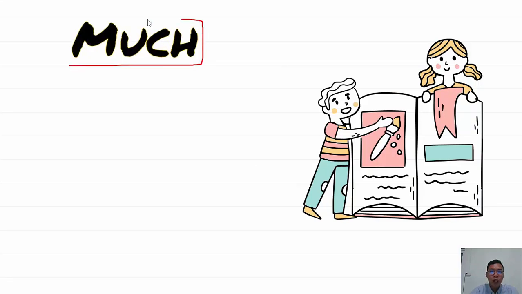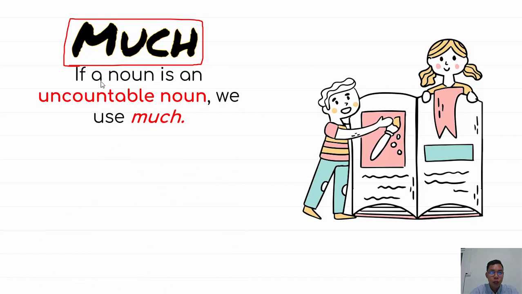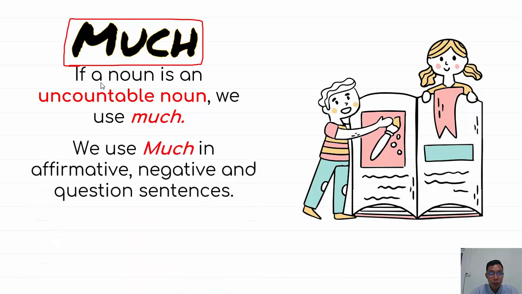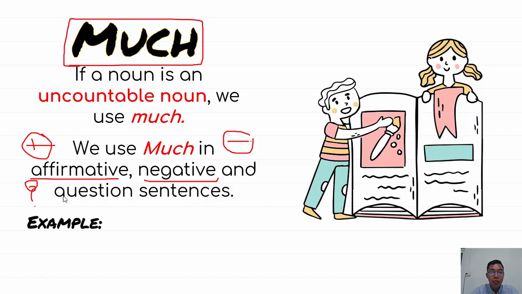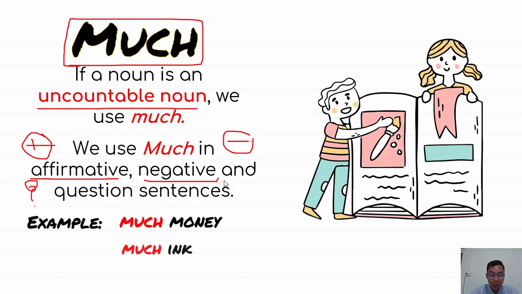First one, much. When do we use much? If a noun is an uncountable noun, we use much. We use much in affirmative sentences, negative sentences, and question sentences. Affirmative ประโยคบอกเล่า, negative ประโยคปฏิเสธ, and question. Okay, so these are examples of using much with uncountable nouns. First one is much money, much ink. So money and ink are uncountable nouns.